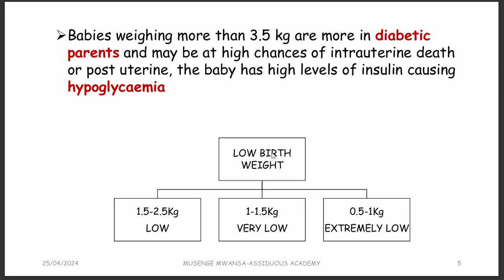Okay. So we have talked about low birth weight. Between 1.5 kg and 2.5 kg, that is low birth weight. Between 1 and 1.5 kg, that is very low birth weight. And between 0.5 and 1 kg, that is extremely low birth weight. So that's how you can classify the birth weight of a child.